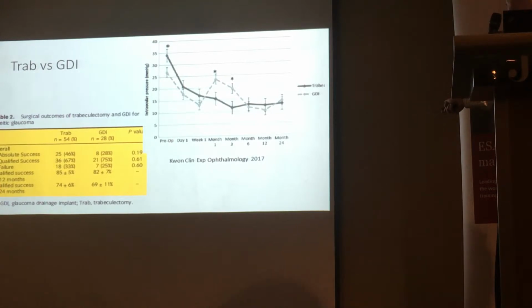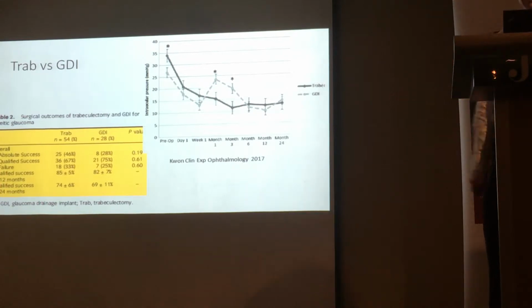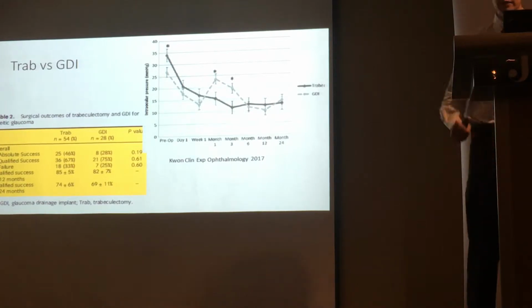And this is comparing over 24 months. After the first week, it looks like the trabeculectomy is much, much better, because this is where the hypertensive phase occurs, the typical normal hypertensive phase which we see in tube implants. But after that, really after 24 months, they're almost at the same endpoint. You can see that the qualified success in trabeculectomy after 24 months is 74 plus or minus 6%. In the glaucoma drainage implant, it's 69 plus or minus 11%. And the p-value is not very significant. In fact, it never reached significance in whatever they evaluated in here.